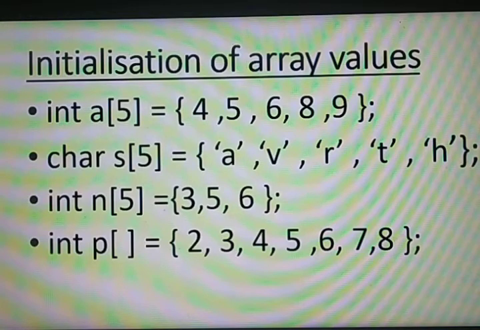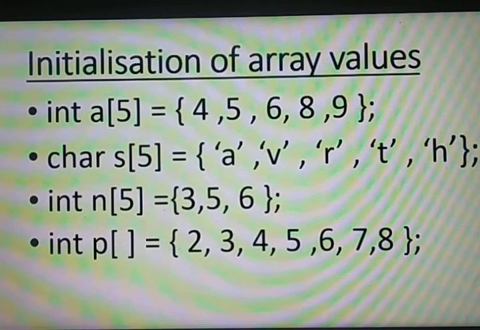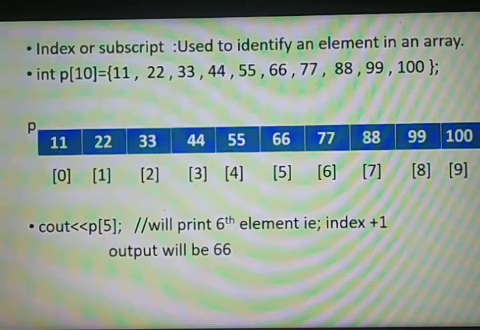So here I have given 2, 3, 4, 5, 6, 7, 8. That is, I have given 7 values. So what will be the size of the array p? It will be 7. Okay? Automatically it will be assigned 7 memory locations.